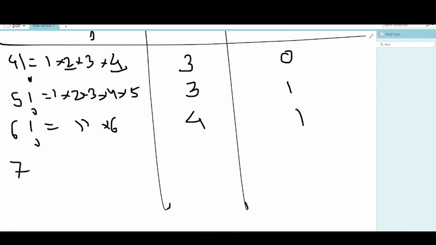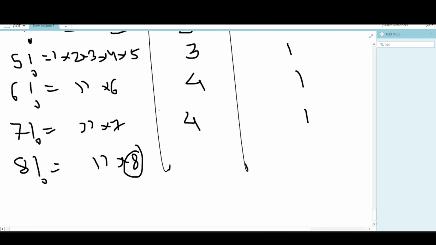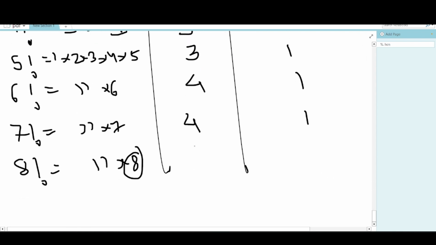Now let's check for 7 factorial. Everything into 7. Since no new factor of 2 or 5 is added, it remains as it is. Next is 8 factorial. Everything multiplied with 8. Now 8 will give me 3 more factors of 2. So that will be 4 plus 3 is 7, and this remains as 1.